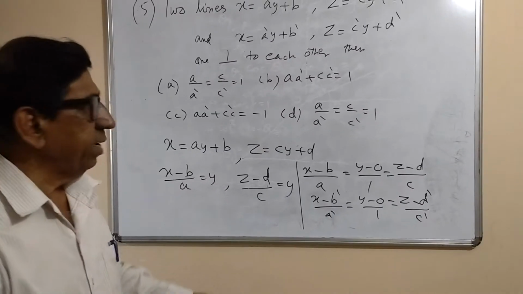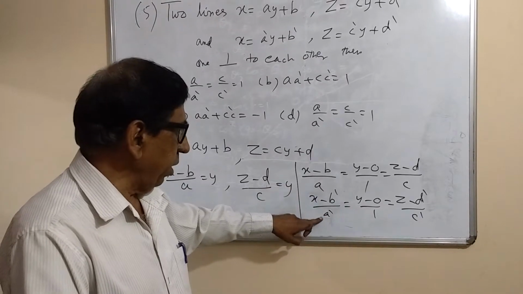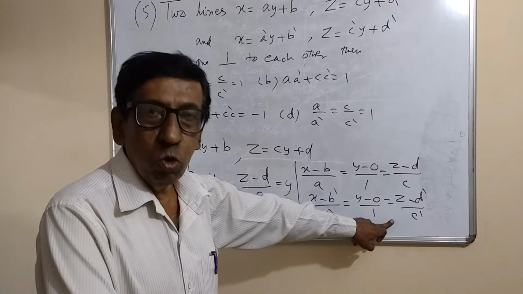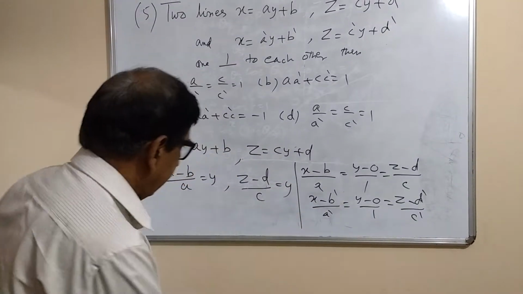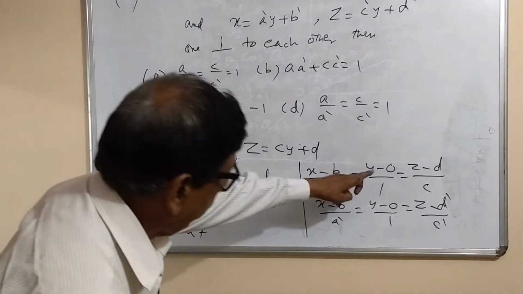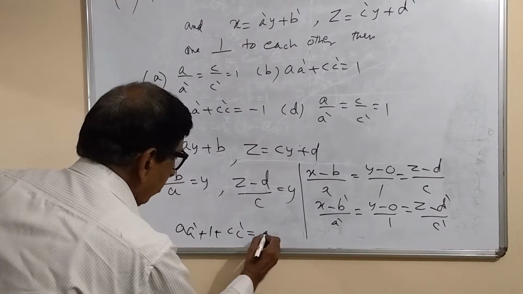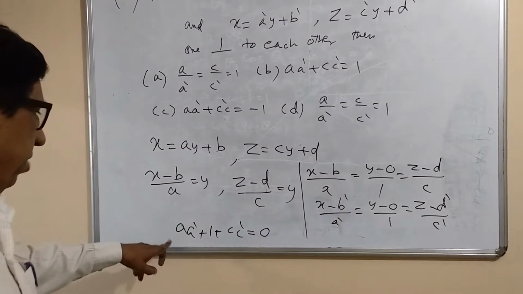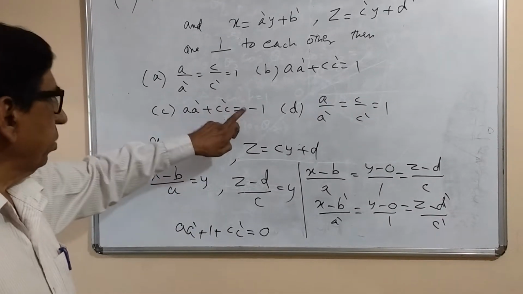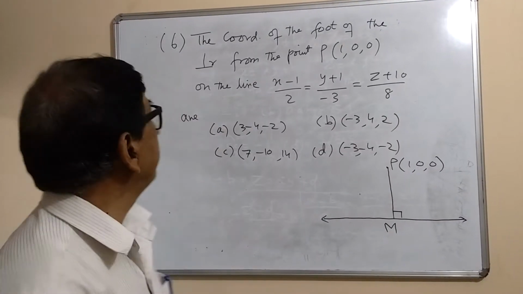Now, it is given that these lines are perpendicular to each other, therefore a1 a2 plus b1 b2 plus c1 c2 equal to 0. Therefore, a into a dash plus 1 into 1 plus c into c dash equal to 0. Means which option is correct? a a dash plus c c dash equal to minus 1. C option is correct.